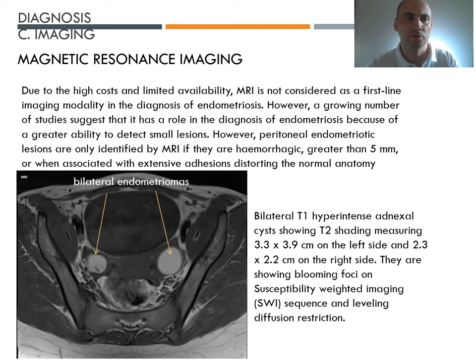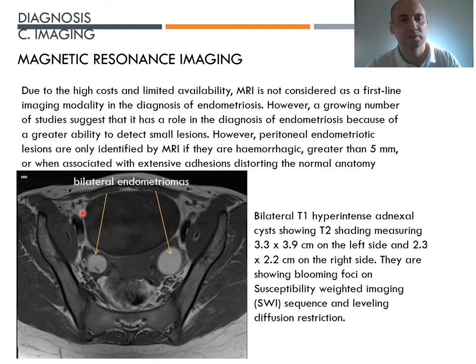Magnetic resonance imaging. Due to the high cost and limited availability, MRI is not considered the first-line imaging modality in the diagnosis of endometriosis. However, a growing number of studies suggest that it has a role in the diagnosis of endometriosis because of its greater ability to detect small lesions. However, peritoneal endometriotic lesions are only identified by MRI if they are hemorrhagic, greater than 5 mm, or when associated with extensive adhesions, thus distorting the normal anatomy.